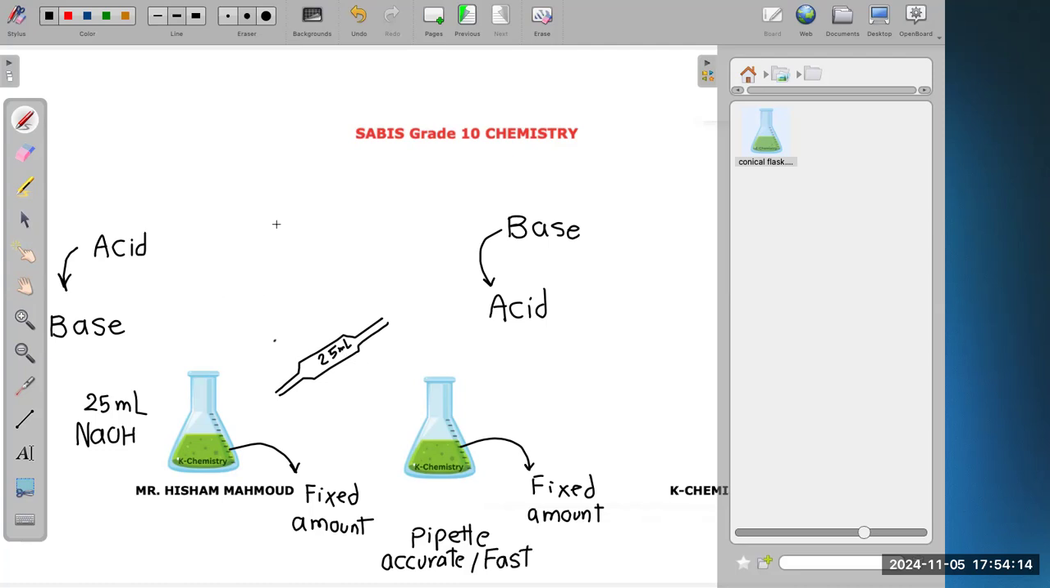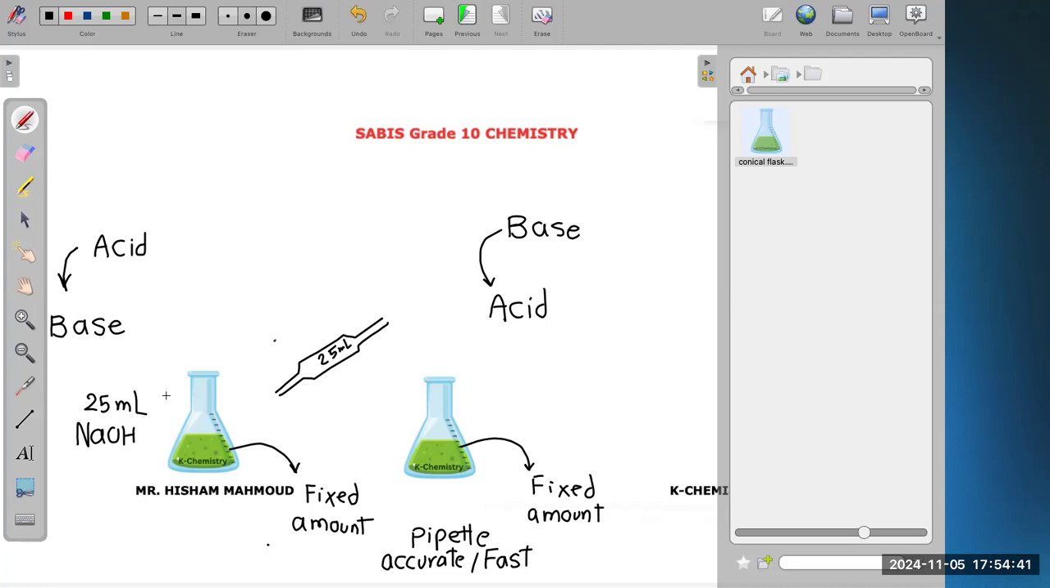Then I will put something here at the top, which is called the burette. What is a burette? This is a small glass apparatus. This apparatus will help me to put a certain amount of liquid, which when I start the experiment, I don't know what the amount is. I mean, I don't know how much I'm going to need to use at the beginning. But this is different from the fixed amount at the start.